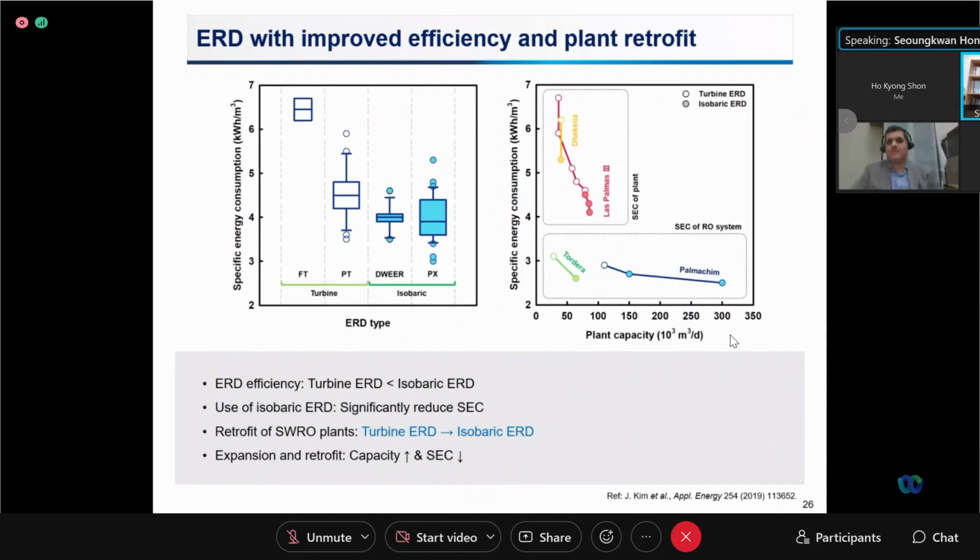I mentioned that ERD played a key role in the reduction of energy consumption. As shown, the efficiency of a turbine is much less than that of isobaric ERD. Thus, the expansion and retrofit of existing desalination plants have been done by adopting isobaric ERD, resulting in significant reduction in SEC.